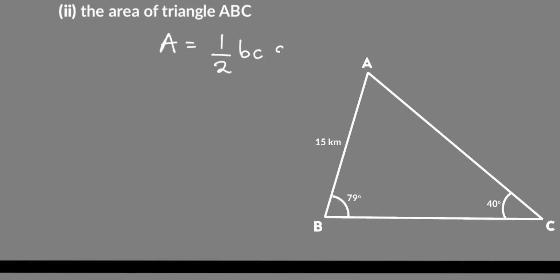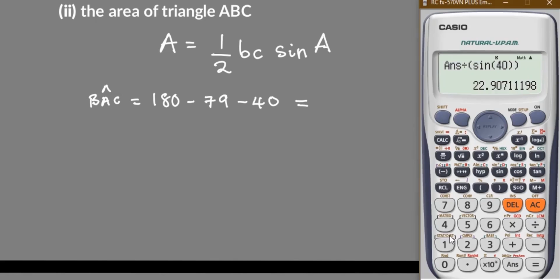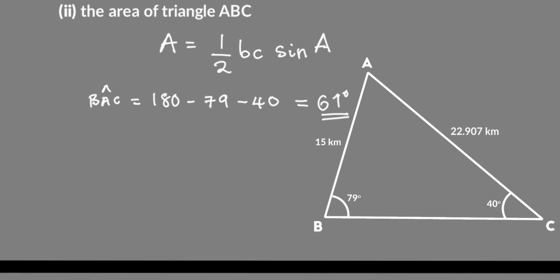The next question is finding the area of triangle ABC, which is very easy. If you calculate using the principle of the sum of the interior angles, the angle at A can be found. So the angle BAC is equal to 180 minus 79 minus 40. This gives us 61. So this is the angle at A, and now we can use this.